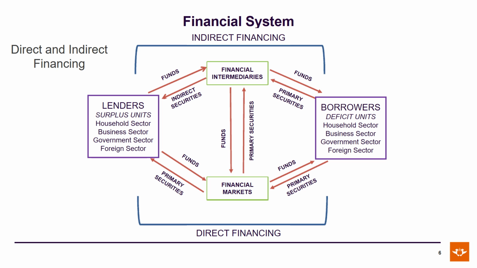This slide offers a more simplified version of how the financial system works when we're looking at indirect and direct financing, lenders and borrowers, and intermediaries in the financial markets.